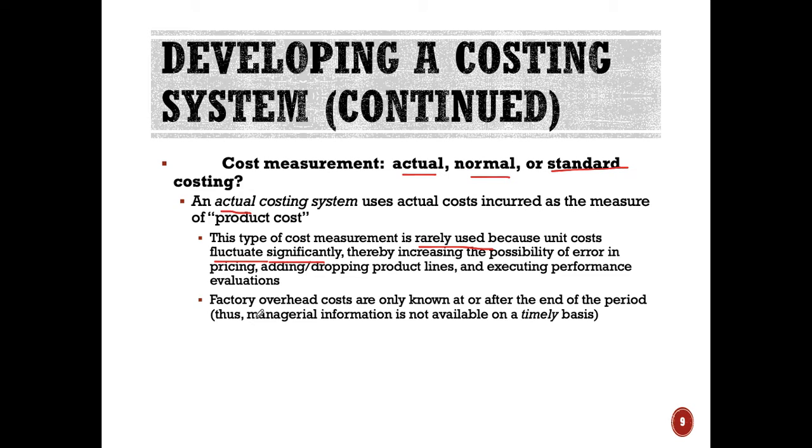Factory overhead costs are only known at or after the end of the period. Thus managerial information is not available on a timely basis because it is known after the end of the period. That is actual costing.